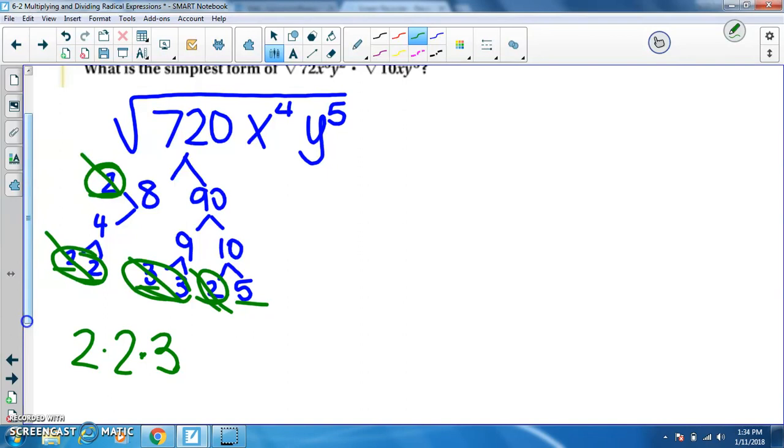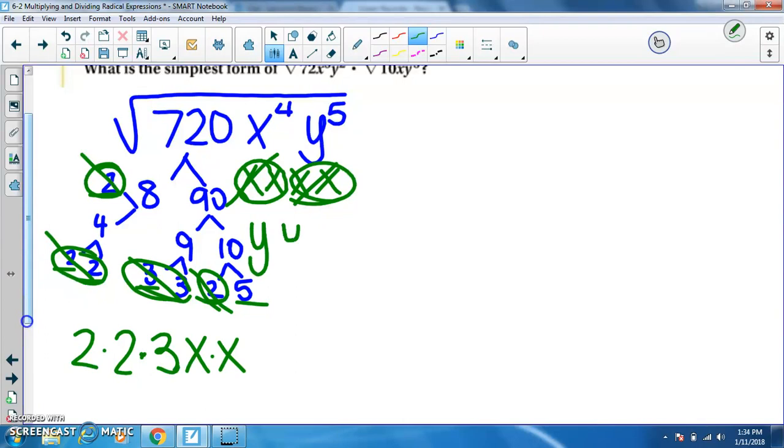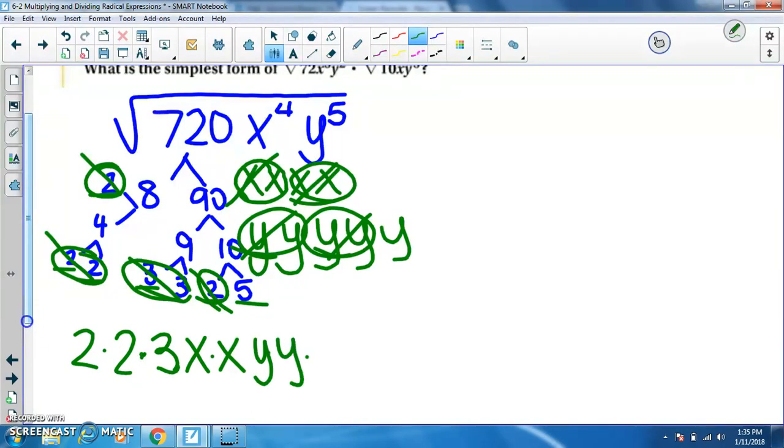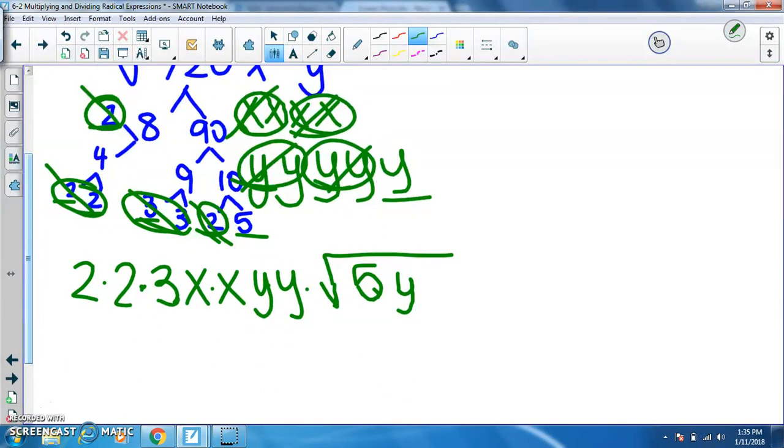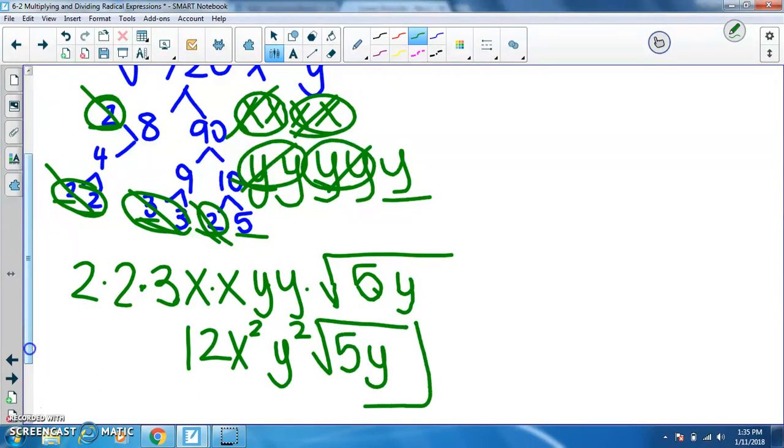If I have 4 x's, that means I can make 2 groups of x's. So I have x times x on the outside, and 5 y's. I can take out 2 y's, and 1 y will still be left in the radical. So in the radical, I have 5 times y. And then we just simplify our coefficients. So 2 times 2 is 4, times 3 is 12, x squared, y squared, square root of 5y.